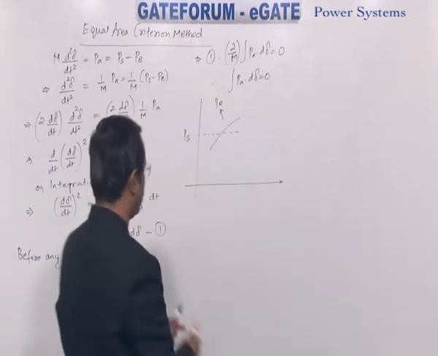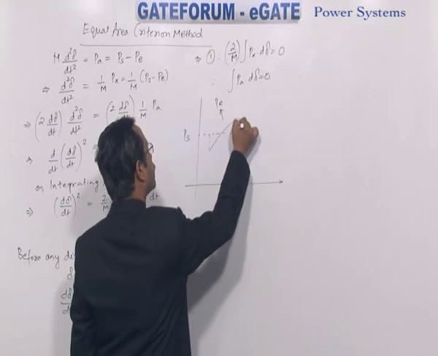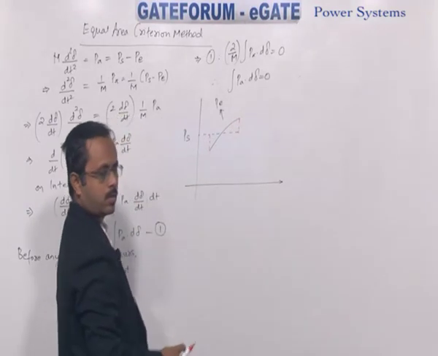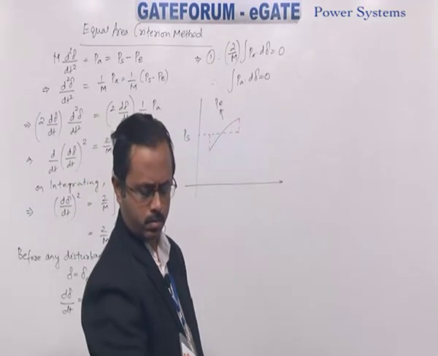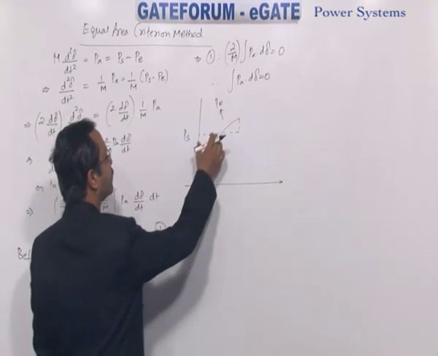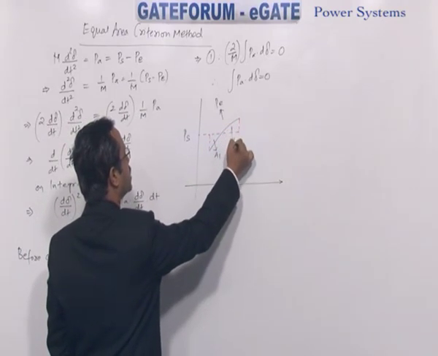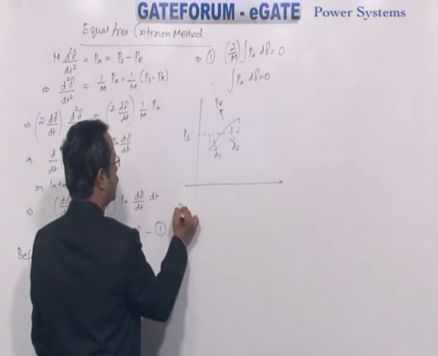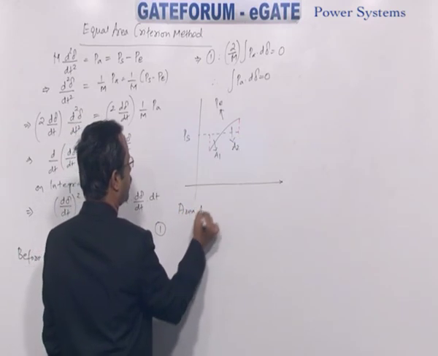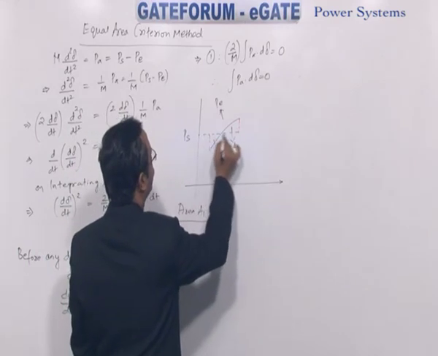Now observe this region. What about this region now? Say this region area is A1, this region area is A2. So now you consider the area A1. In this area A1, what will you have?